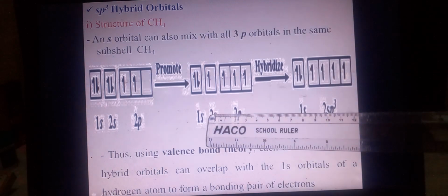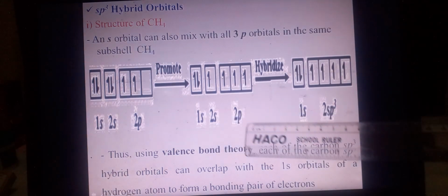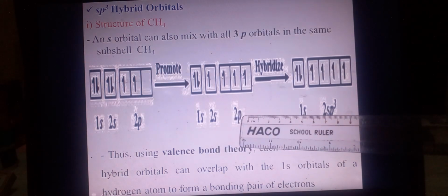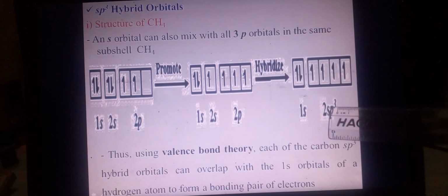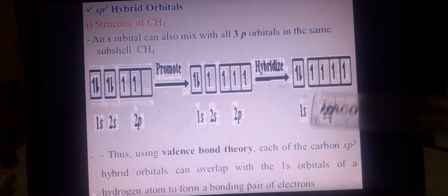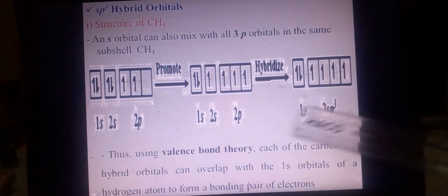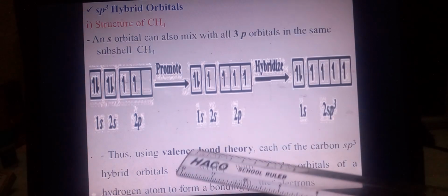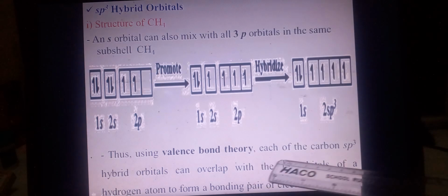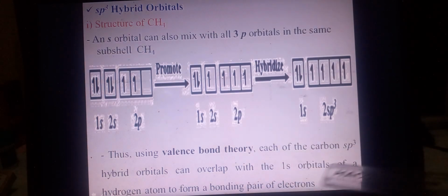So this one is 1s combining with 3p orbitals, so that we have 1s with 3p orbitals. This type of hybridization is called sp3 hybridization. Thus, using valence bond theory, each of the carbon sp3 hybrid orbitals can overlap with the 1s orbital of a hydrogen atom to form a bonding pair of electrons.